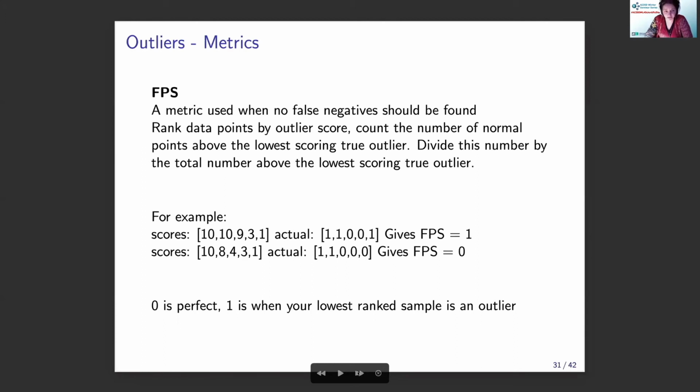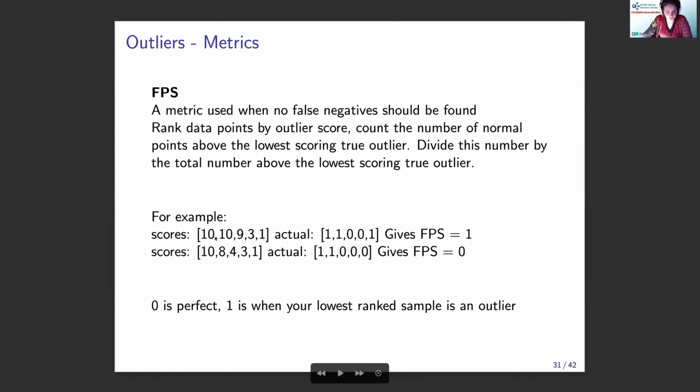So what we do here is we rank the data points by the score that is given, and we count the number of normal ones that are ranked above the lowest scoring true outlier. This number is divided by the total number that are above the lowest scoring true outlier. I've given two examples here to give you an idea how this works.